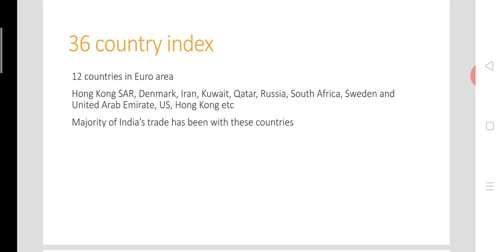So all these 36 countries are India's large trade partners. So this is a trade weighted index. From this index we can understand how far the Indian rupee is competitive. So both the 6 country index and the 36 country index help us to know the competitiveness of the Indian rupee in terms of trade relations with the countries.